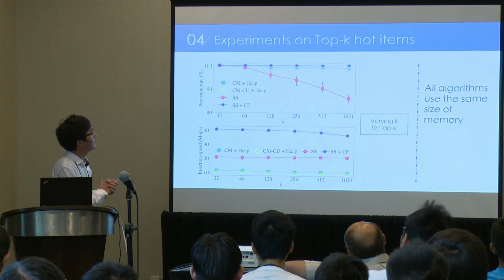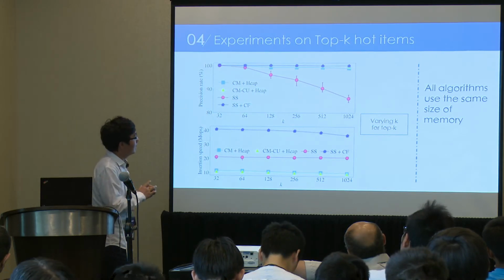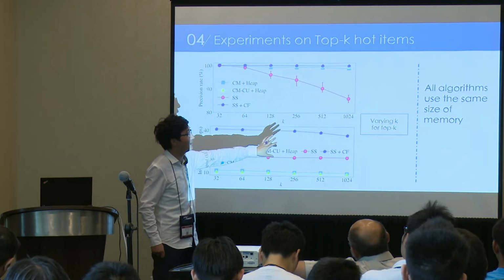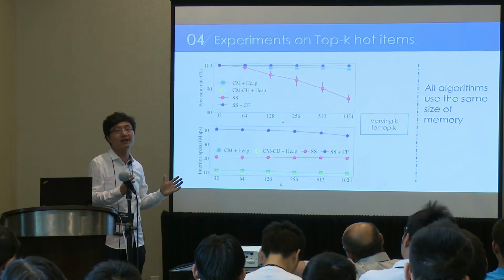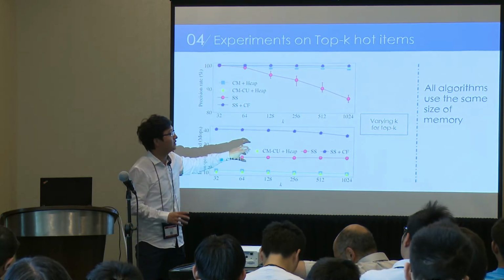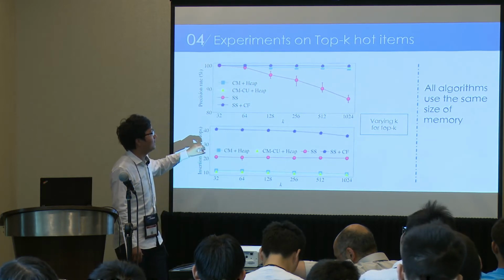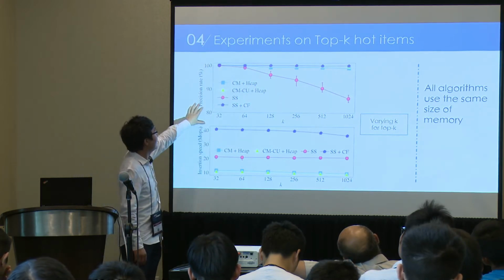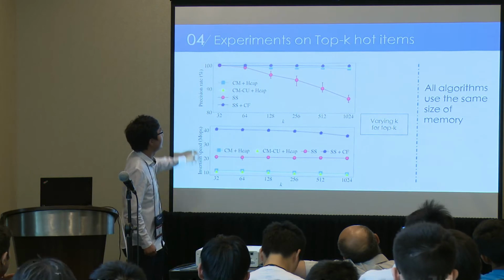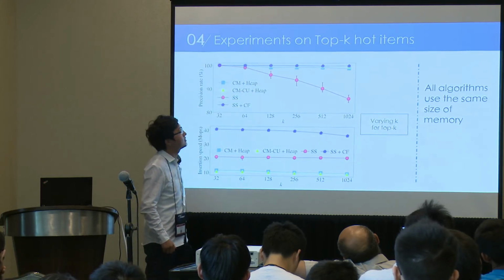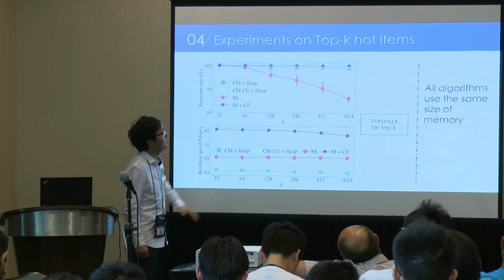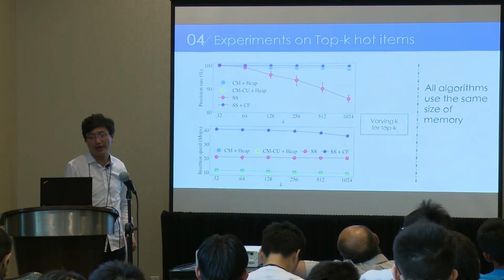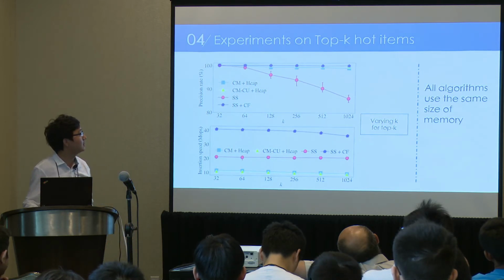This is the experiment on top-k hot items. We use the same memory for all algorithms. When we vary k for top-k, because the memory is fixed, if we increase the value of k, the accuracy will drop. We found that the accuracy using our cold filter stays almost unchanged, but the other algorithms drop significantly. And the insertion speed is also much faster than other algorithms.